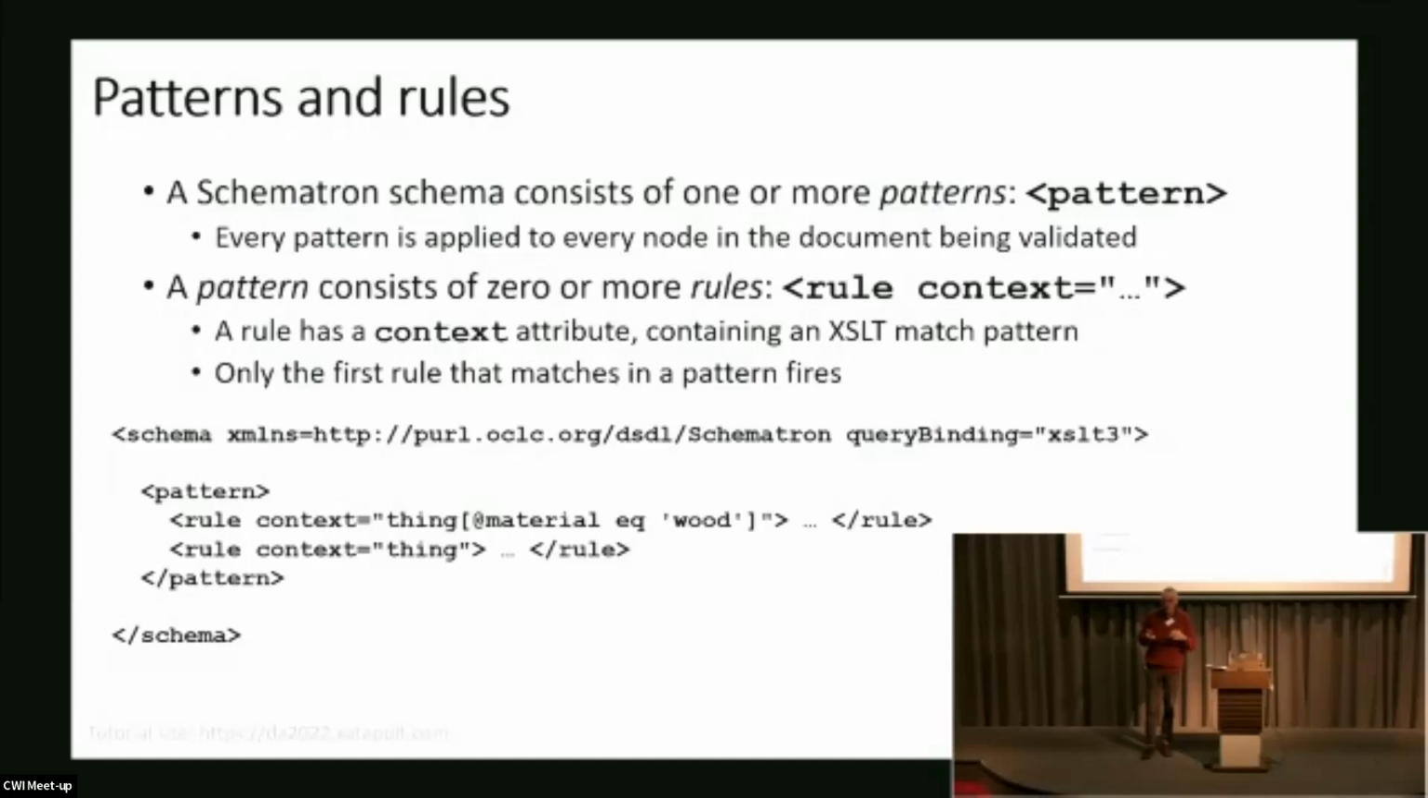And a context attribute, for those who know XSLT, who knows XSLT? Right. It's an XSLT match pattern. So it tells it what element, attribute, whatever thing it should apply to. And only the first rule in a pattern that matches will get executed. We'll get to what a rule consists of later in the next slide. But only the first rule will execute. So if you have a thing made of wood, then the first rule will execute and the second rule not. And if it's not, well, you get the idea. Only the first rule executes.